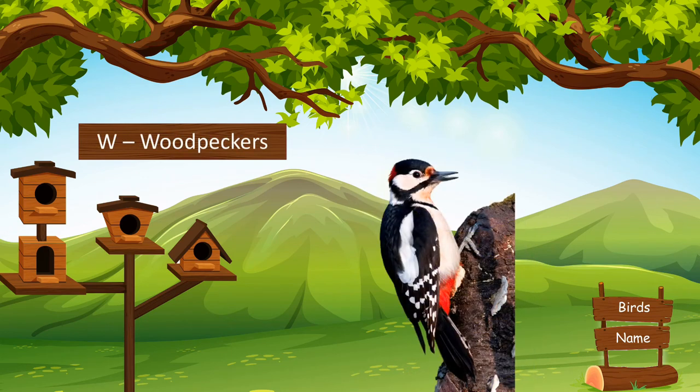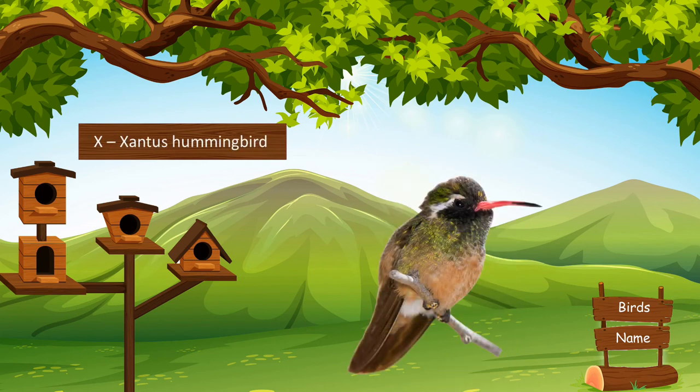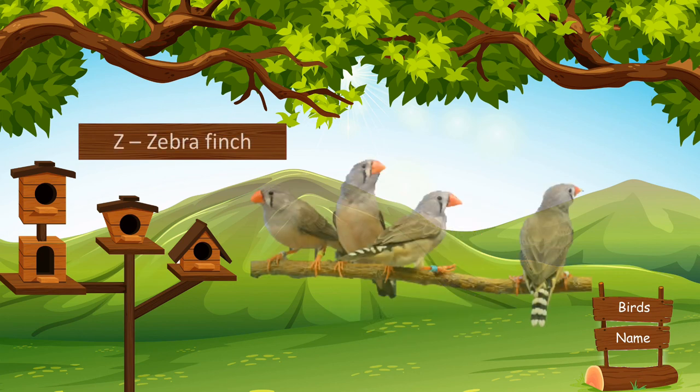W. W for woodpeckers. X. X for Xanthus hummingbird. Y. Y for yellowhammer. Z. Z for zebra finch.